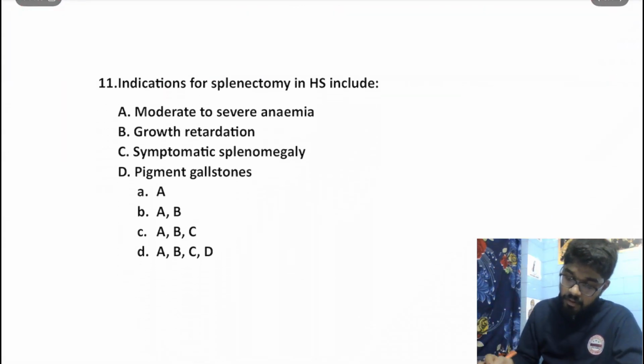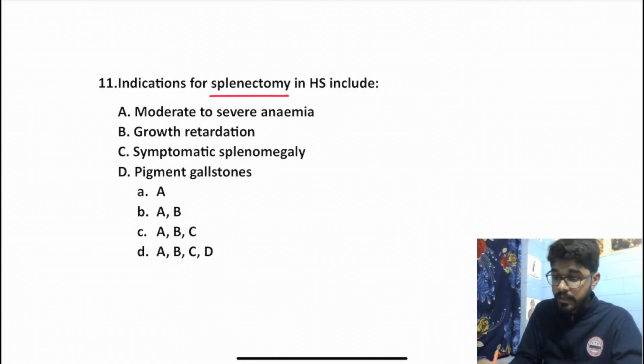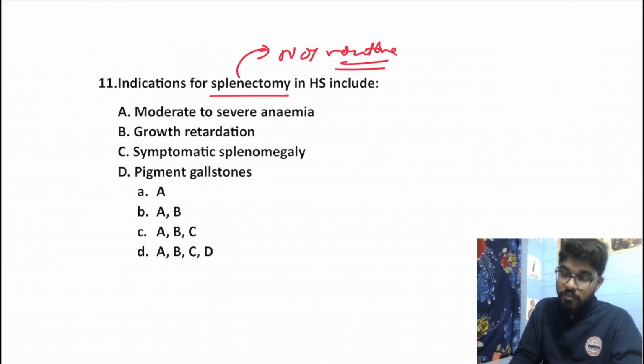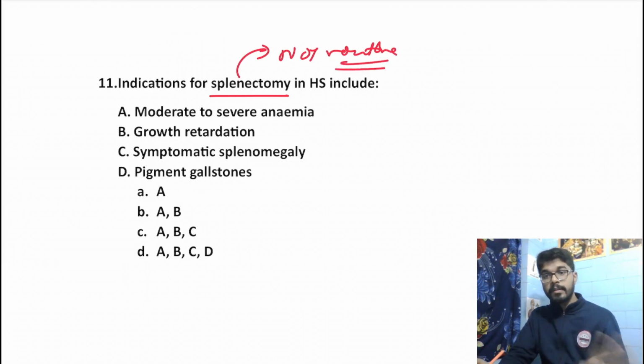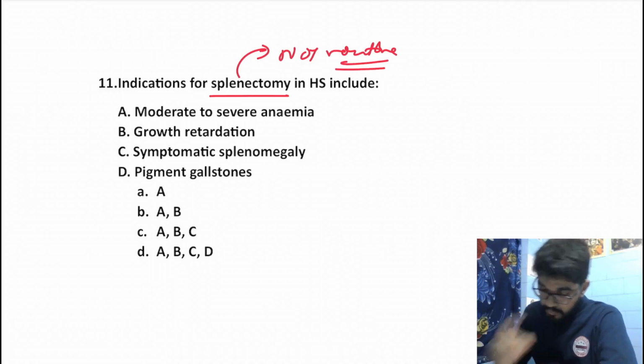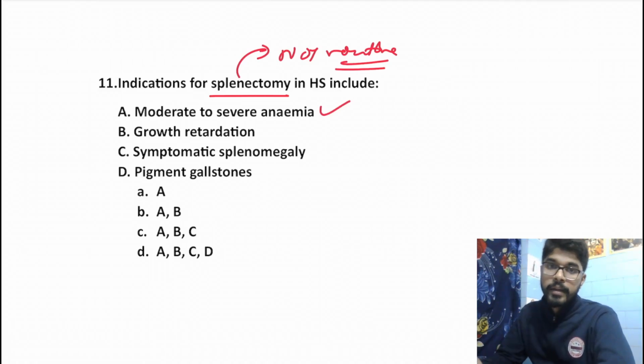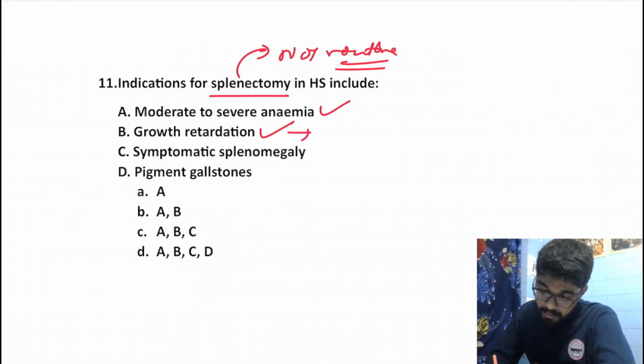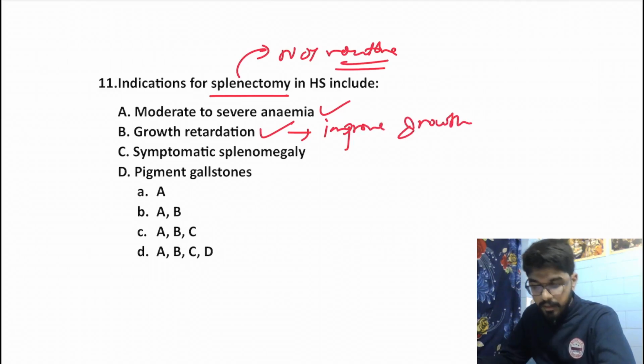Now, indication for splenectomy. Remember that splenectomy is not routinely done. It's not a routine procedure to be done in hereditary spherocytosis. There are certain indications, of which moderate to severe anemia is an indication. Growth retardation is also an indication, because splenectomy in such patients can lead to improvement of growth. They improve growth in such children. Symptomatic splenomegaly is an indication of splenectomy, and pigment gallstones are also an indication.